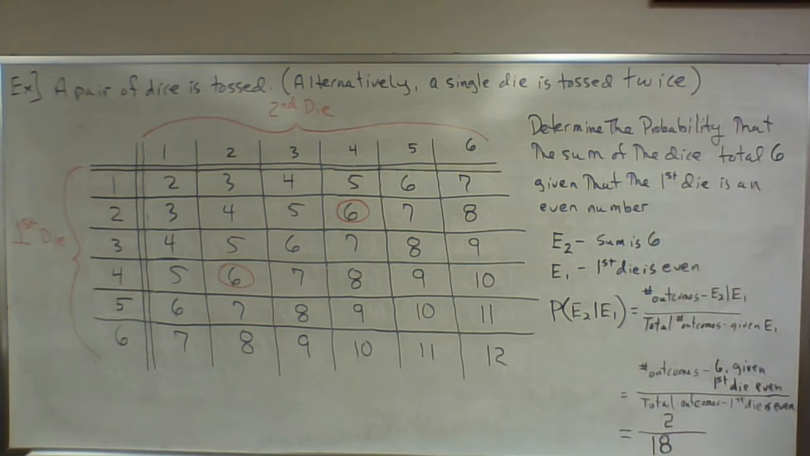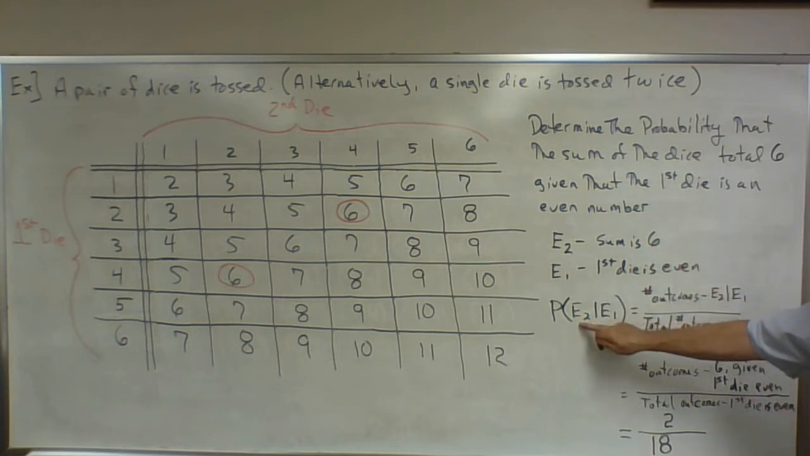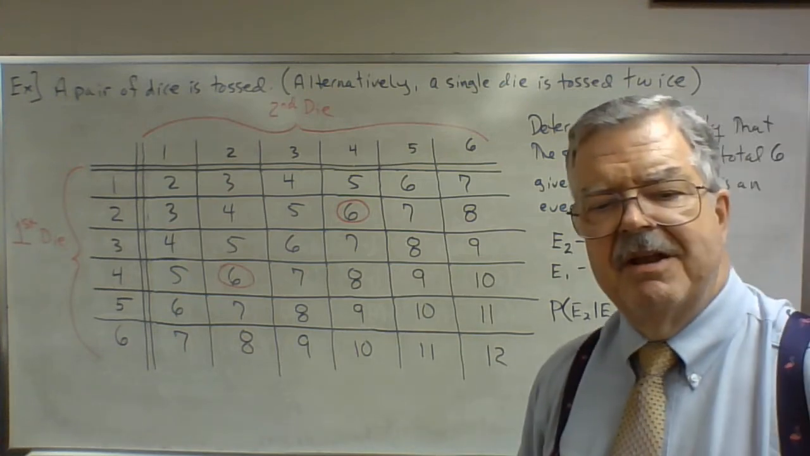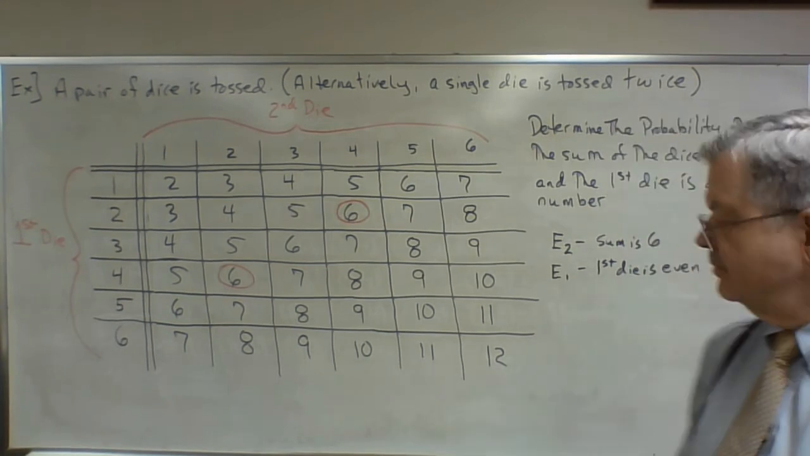And we sort of expect that. There are 36 possibilities. Half of them have the first die being odd, the other half have the first die being even. So the probability of getting a sum equals 6, given that the first die is even, is 2 out of 18. Let's remember that for the second part of this problem.